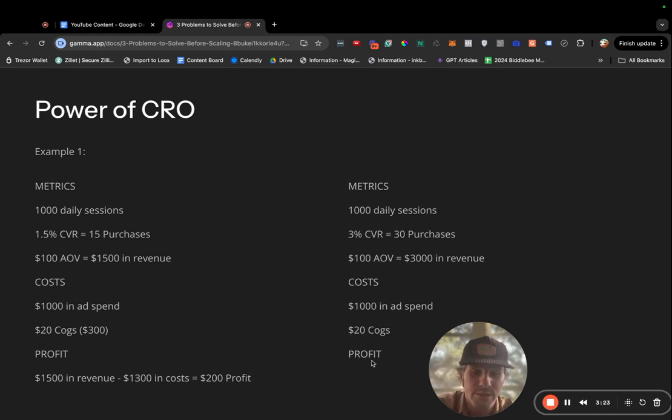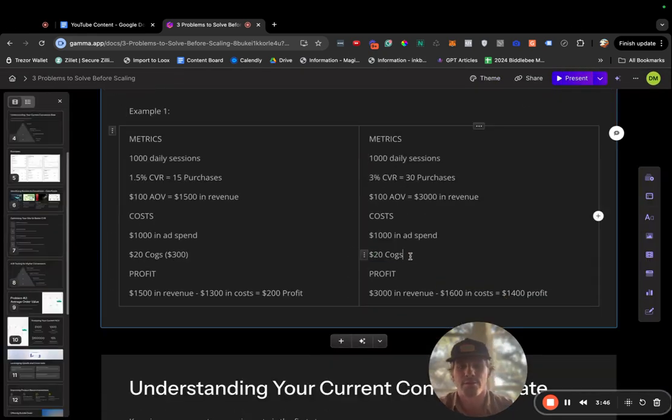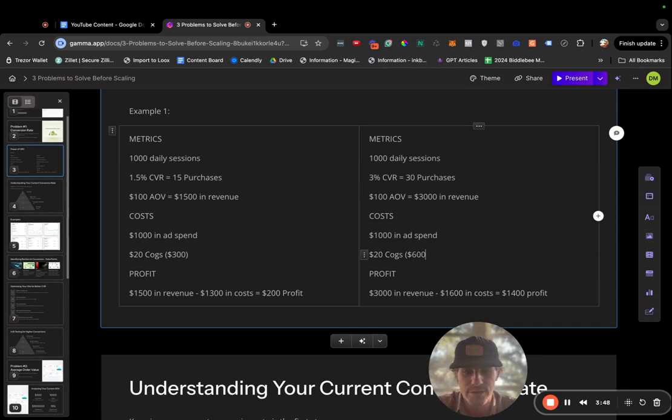And here's really where it gets magical. The costs remain the same. So we have $1,000 in ad spend to send these 1,000 people. It's the same ad spend. And we have a $20 cost of goods. Now, obviously, this doubles because we're doing 30 purchases instead of 15. So that's going to be $600.